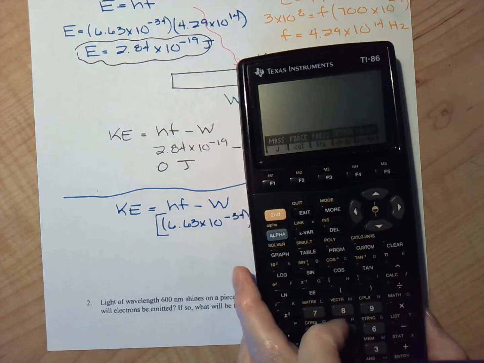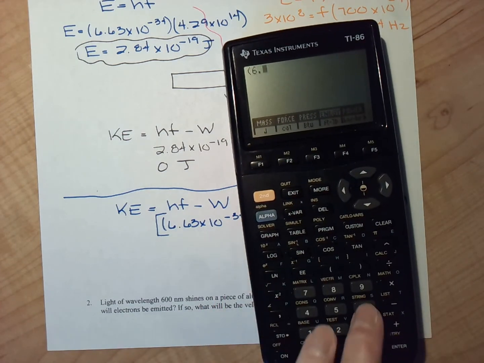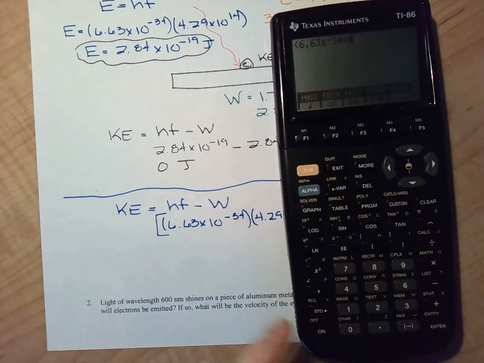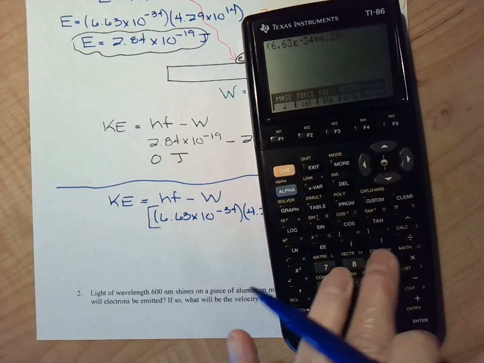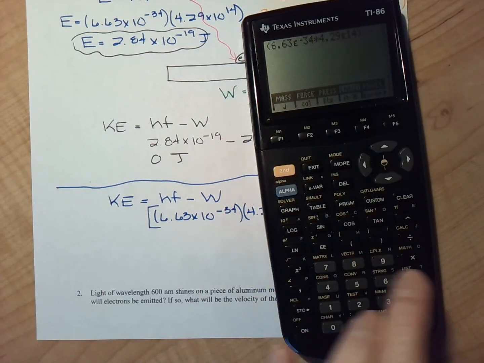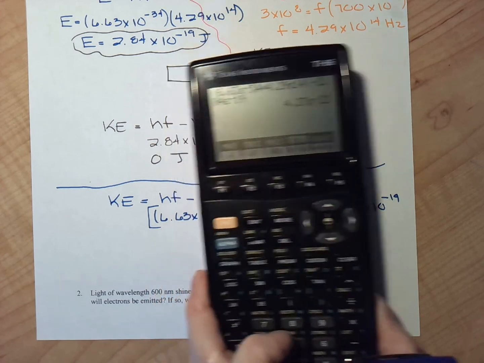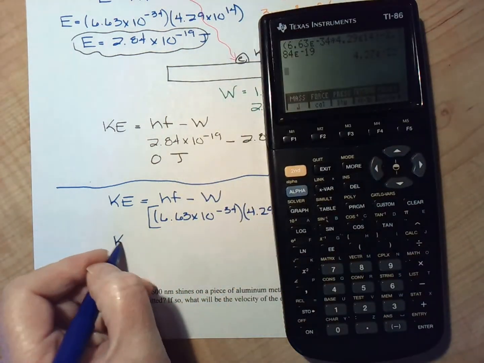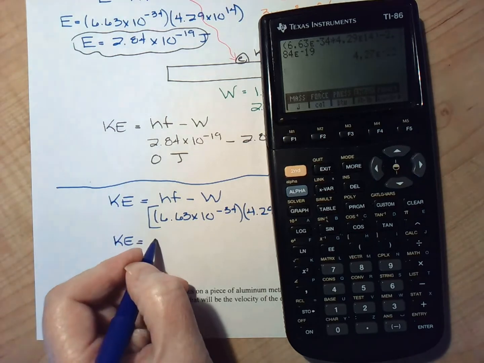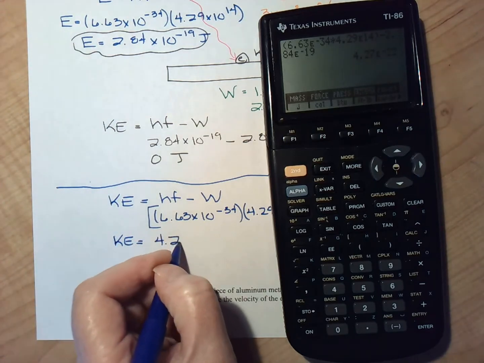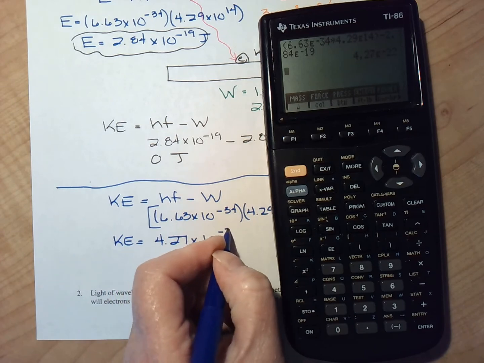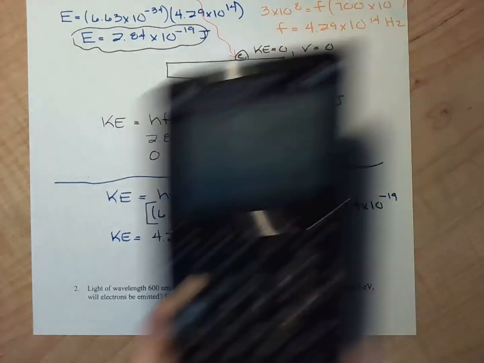So let's do that again. So I'm going to parenthesis my 6.63 to the negative 34. So this is my incoming energy, hf, so times 4.29 to the 14. And then I'm going to subtract off my work function, which is 2.84 to the negative 19. And when I did it above, I got a 0, but this time I didn't get a 0 because my calculator kept the round-off error to a minimum, and I find out that the kinetic energy actually is very close to 0, to the negative 22 power, that many joules.